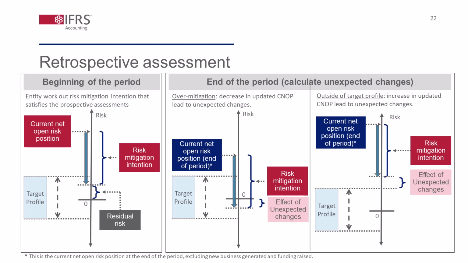The right-hand side of the slide shows two typical examples when unexpected changes lead to breaches of the retrospective assessments. In the first example, a decrease in the current net open risk position caused overhedging during the assessment period, while in the second example, an increase in the current net open risk position caused the entity to be outside of its target profile. In both cases, the entity will be required to capture the effect of unexpected changes to the extent that would rectify the breaches. The entity is then required to also include the changes in the fair value caused by this effect of unexpected changes when calculating the DRM adjustment.